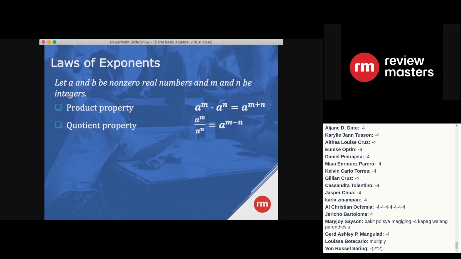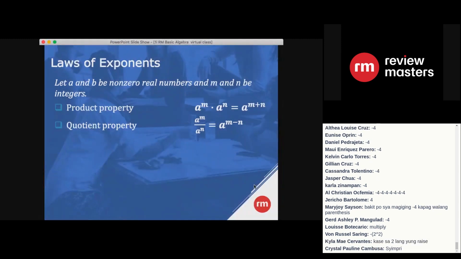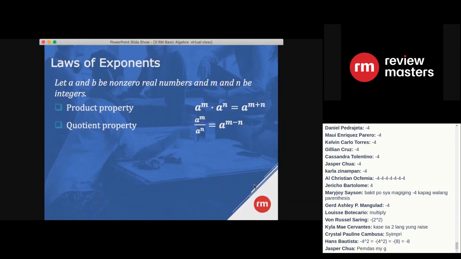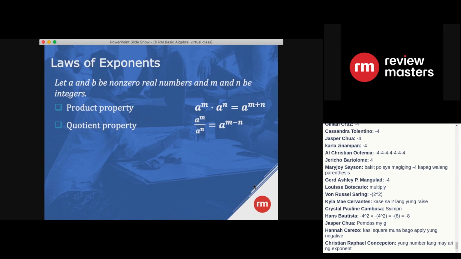Yes, that's correct, Vaughn. Unlike if negative 2 is inside the parentheses, the negative 2 will be taken as the base. So negative 2 times negative 2 will become positive 4. And that is the difference between with parentheses and without parentheses. You have to take note that if it is without parentheses, the base is not the negative 2 but simply the 2. Okay?